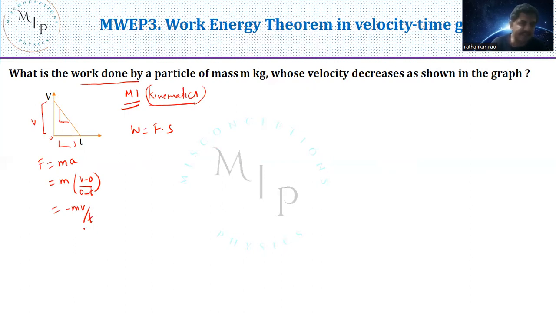Next is displacement. How do I get displacement? Displacement is nothing but the area under the curve. Displacement according to this is half v into t. When I write the work done, I'm going to take the magnitude of this. Thus W is equal to F, which is mv divided by t, times half v into t. This t and this t go away. Then you get mv into v divided by 2, which is mv square by 2. So work done is half mv square, which is nothing but your kinetic energy.